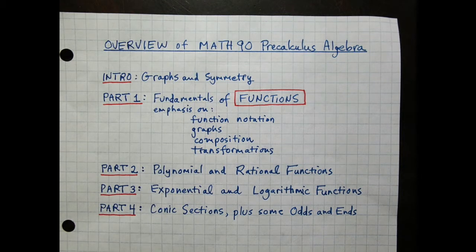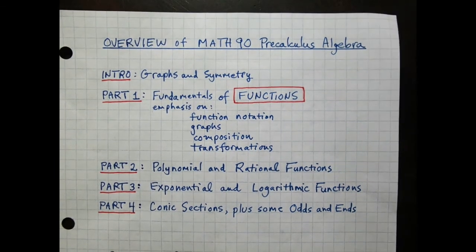There is no trigonometry in Math 90. So students at City College also take Math 95 trigonometry as a separate course. So one reason we call this pre-calculus algebra and not just pre-calculus is because it's the pre-calculus material that does not include trigonometry. So Math 95, that's a separate course, trigonometry.